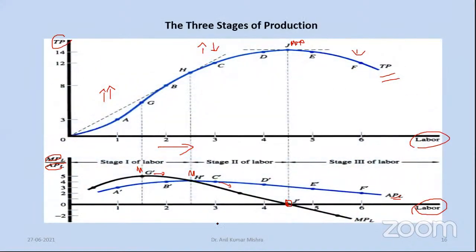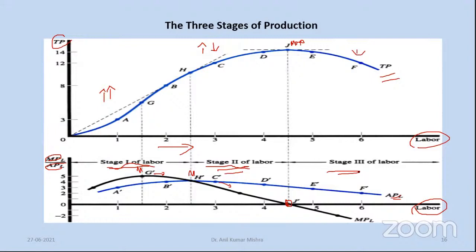Up to the maximum point of the average product, sorry, marginal product up to the maximum point of the average product, it is called stage one, that is called the law of increasing returns. And in between, from that particular maximum point to the zero of your marginal product, it is called the law of diminishing returns. And after that, it is called the law of negative returns, right?